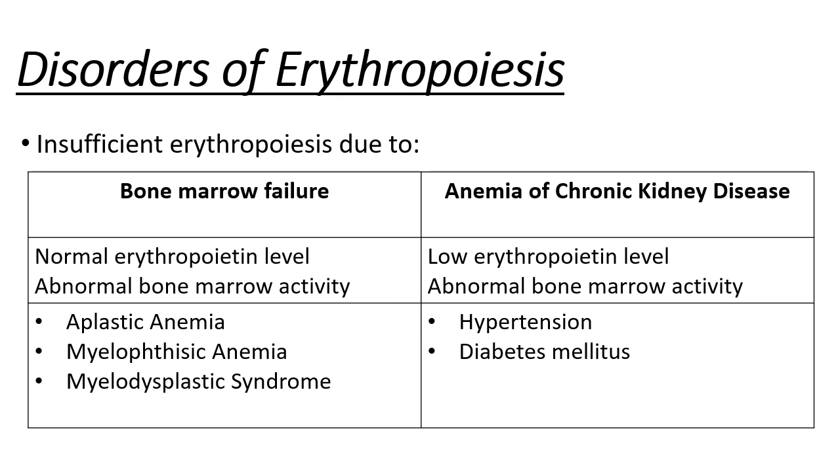So, next topic is the disorders of erythropoiesis. So, meron tayong tinatawag na insufficient erythropoiesis. And this is maybe due to, number 1, bone marrow failure, and 2, anemia of chronic kidney disease. So, paano i-differentiate yung 2?